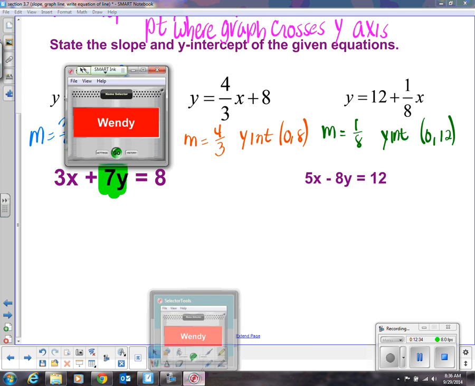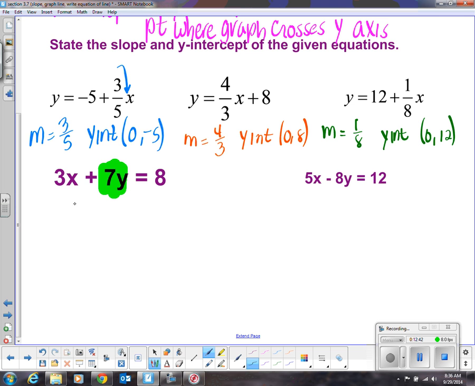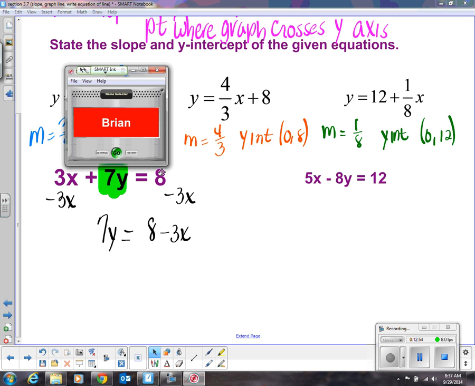How do I disconnect my 3x? Brian, how do I get rid of 3x? We subtract it because it's being added, correct. Can I subtract 3x from 8 and get 5x? No, because they are unlike terms. Alright, so the next question is, I now have 7y, I need y by itself.